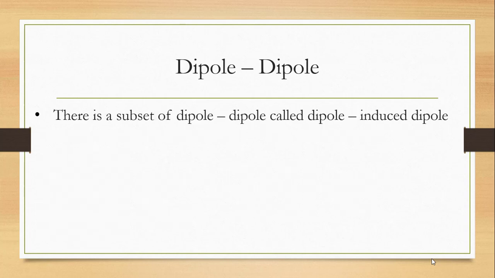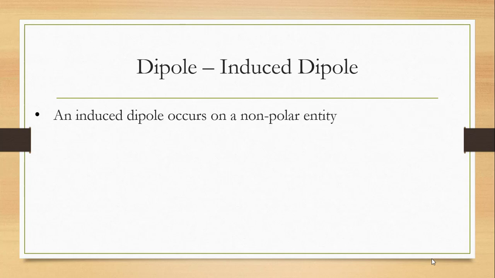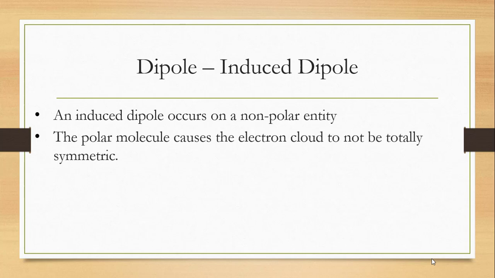And there's actually a subset of dipole-dipole called dipole-induced dipole. An induced dipole occurs on a nonpolar entity. It's essentially a caused instantaneous dipole. The nearby polar molecule causes the electron cloud of the nonpolar entity to be not totally symmetric. The slight negative charge will push the electrons in the nonpolar entity to the other side of the molecule. And so this really is analogous to an instantaneous dipole.